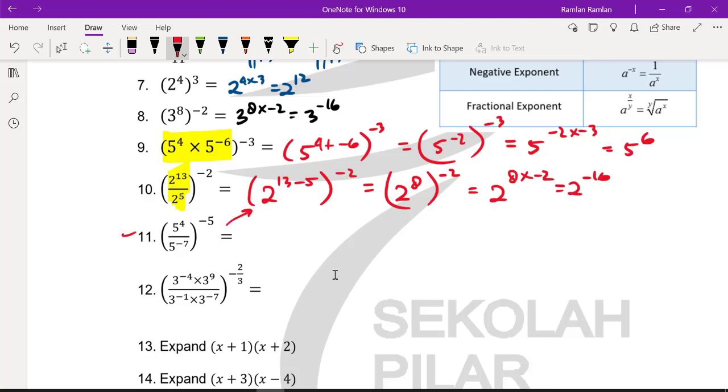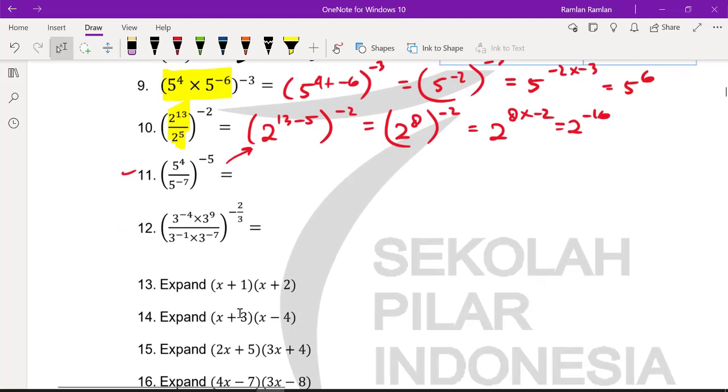Okay, so I don't have to discuss number 11, right? It's the same thing as this one. So I'm going to discuss number 12. Again, guys, you can do it a different way, but what I usually do is simplify the numerator first and the denominator, and then combine them, and then you can apply the power outside the bracket.